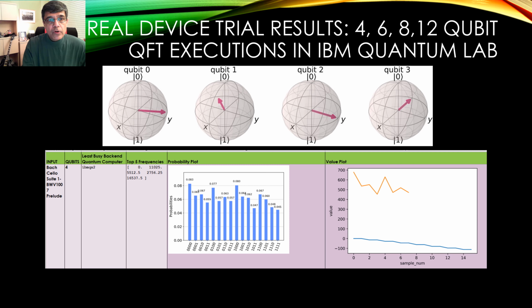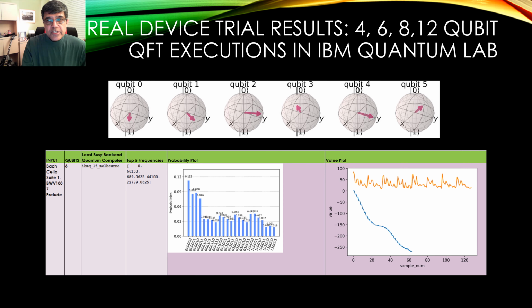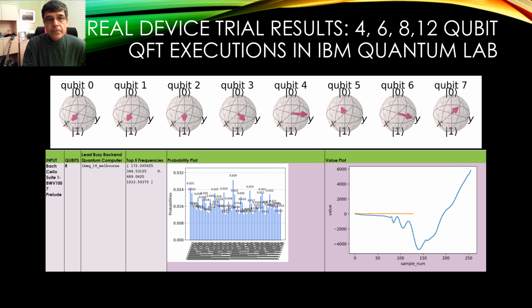And then for the Bach prelude file, we had not so good results with the 4-qubit run. It did offer peak detection, but the waveform of the actual input file was not very accurately calculated. For 6 qubits, we started seeing good depiction of the waveform as well as really good peak detection as shown in the value plot and the histoplots.